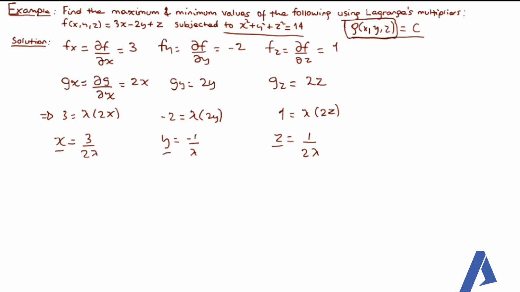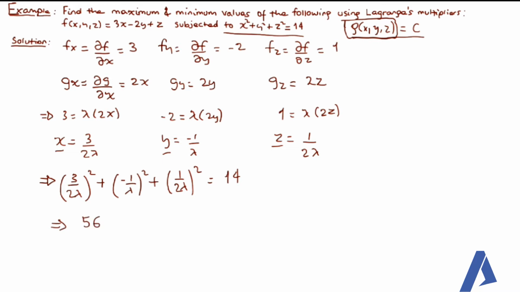ስለዚህ እነዚህ ሶስቱን ኮንስትሬንት ኢኩዌሽኑ ላይ ማለትም g of x y z ላይ ሰብስቲቲዩት በማድረግ ለላምዳ ሶልቭ እናደርጋለን ማለት ነው። This implies that using the constraint equation 3 over 2 lambda the whole square plus -1 over lambda the whole square plus 1 over 2 lambda the whole square is equal to 14. ከዛ ለላምዳ ሶልቭ ስናደርግ this implies that 56 ይሄንን ኢቫሉዌት ስናደርገው lambda square is equal to 14, lambda square is equal to 1 over 4, then lambda becomes plus or minus 1 over 2.